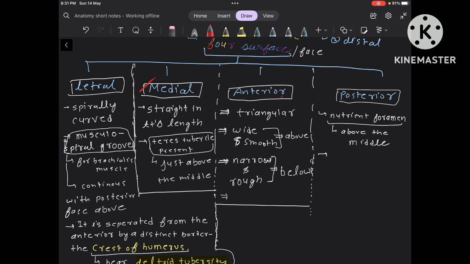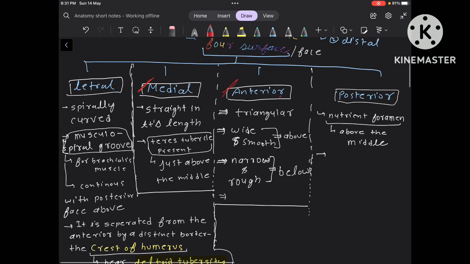Now we will talk about the anterior surface. The anterior surface is triangular in shape. It is wide and smooth above, narrow and rough below. Now we will talk about the posterior surface. The posterior surface has a nutrient foramen just above the middle.